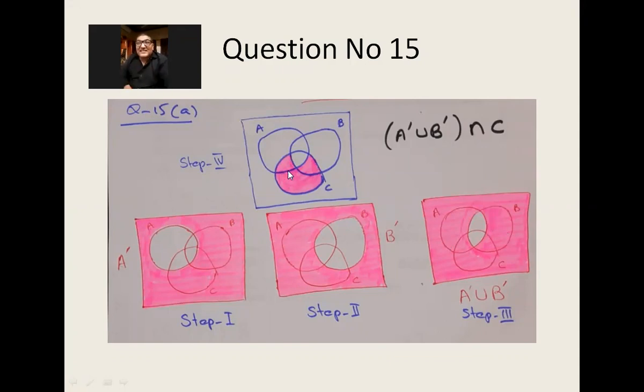This part is a little tricky question. It's not a simple day-to-day question on the shading of the Venn diagram. So hopefully you have understood. So this is the final answer, the 4th step. So let's move to the next part.